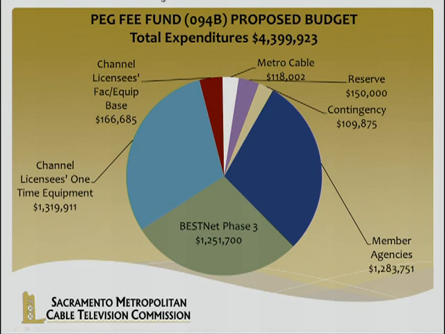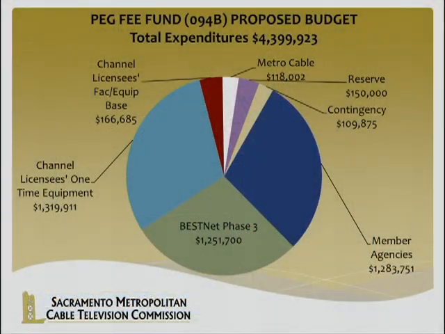Other aspects of the budget: channel licensees one-time equipment request of $1.3 million. Channel license facility and equipment base. We talked about base in the general fund. Many years ago, we moved a lot of that base over to the PEG fund when there were budget issues. A lot of that money has moved back to the general fund, but some of the base is still in the PEG fund for the ongoing equipment needs of some of the channel licensees, and so that's what's called the base in the PEG fund.